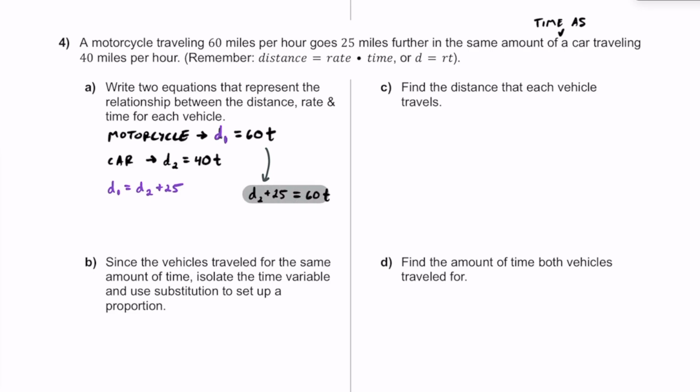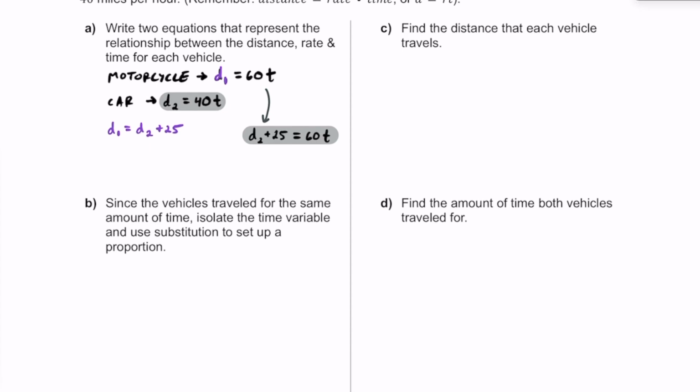So if we use this equation as the relationship between distance, rate, and time for the motorcycle, and this equation over here, notice that we have one less variable. Instead of having distance 1, distance 2, and time, which is a total of 3 different variables, now we just have 2 different variables: distance 2 and time. So there's one less variable to deal with if we make that relationship.